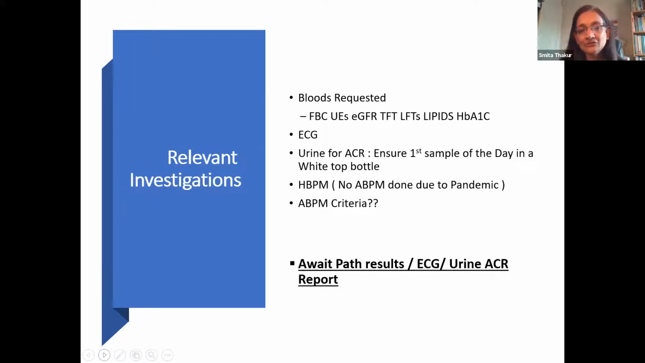We used to do ambulatory blood pressure monitoring, but due to the pandemic, we do not do them anymore. So we have a chart which we give to the patients if they are happy to do home blood pressure monitoring. So they take 2 readings in the morning, 2 before tea time, do it for 2 weeks, and then bring in the chart for us to review. So once we have done all the investigation, we await the path results.